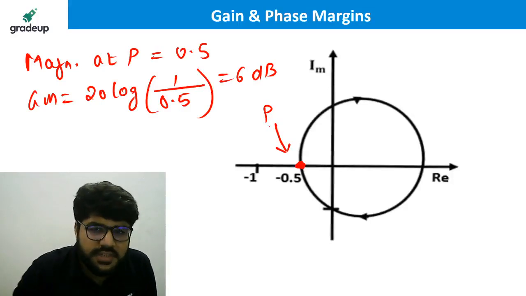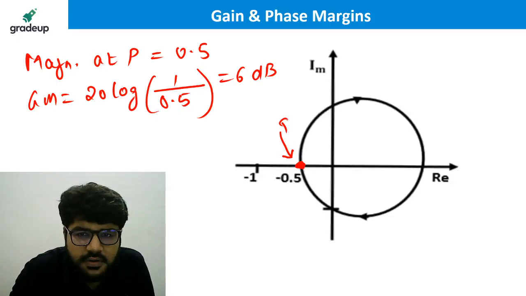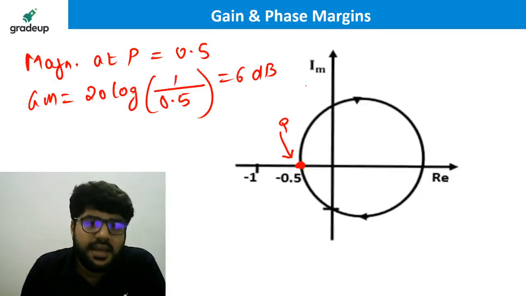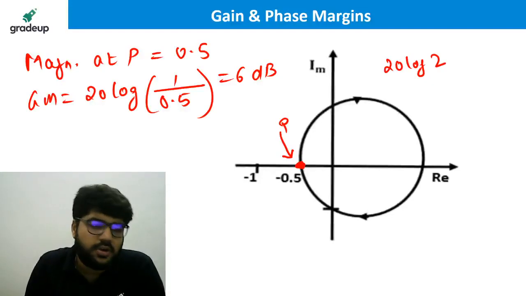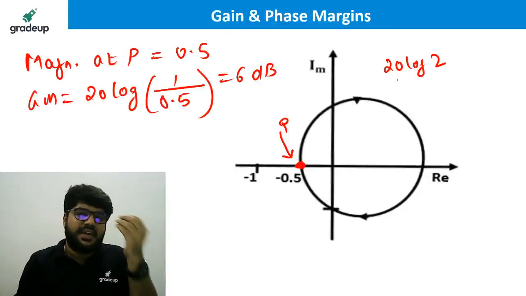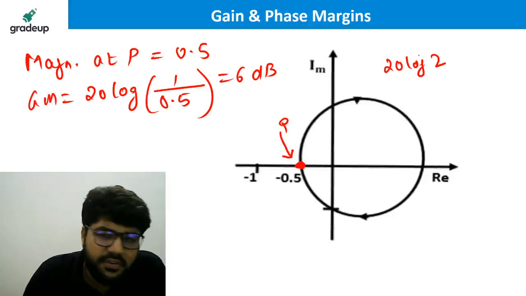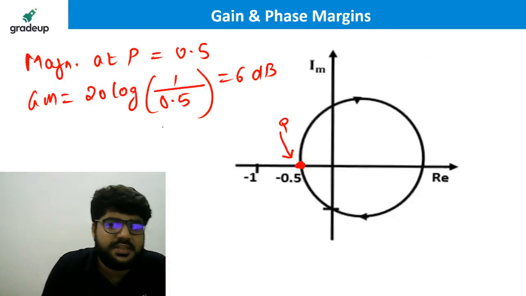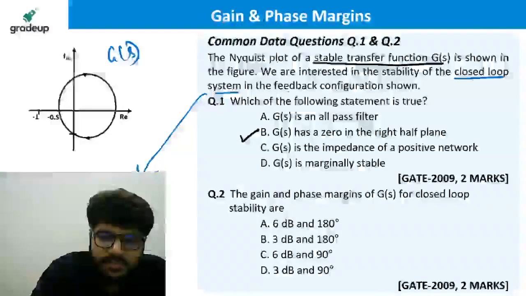Yes, Sai Tarun, you first didn't reply whether you were there in the morning class or not. Okay. I'll tell you from my experience that 20 log 2 is going to be one very common number coming up. So remember 6 dB. Always don't use the calculator for this. 20 log 2 is 6 dB. So gain margin is 6 dB.